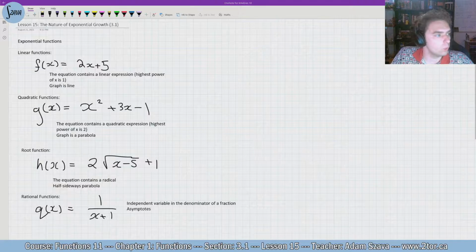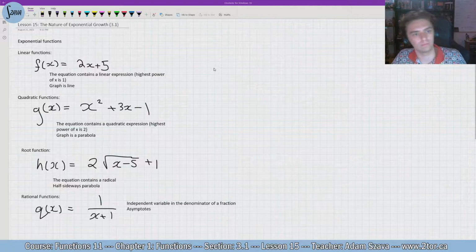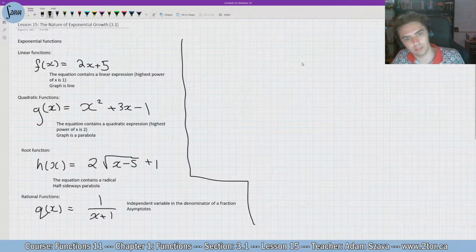So now we are going to move on to a brand new kind of function. And we're going to use everything we learned in Unit 1 and Unit 2 to talk about this new kind of function. That new kind of function is called an exponential function.